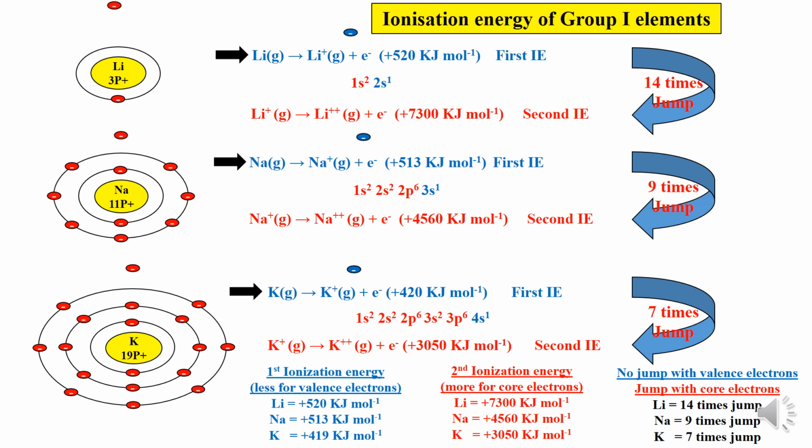So you see a 14 times jump in case of lithium, 9 times jump in case of sodium, and 7 times jump in case of potassium. So again, you can see as you come down the group, the increase in the energy is also reducing because of the atomic size, shielding, effective nuclear charge, and penetration effect. So all these factors will be taken into consideration.